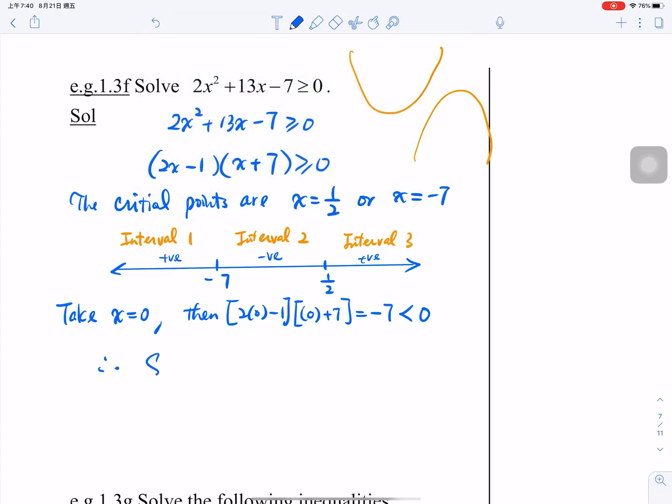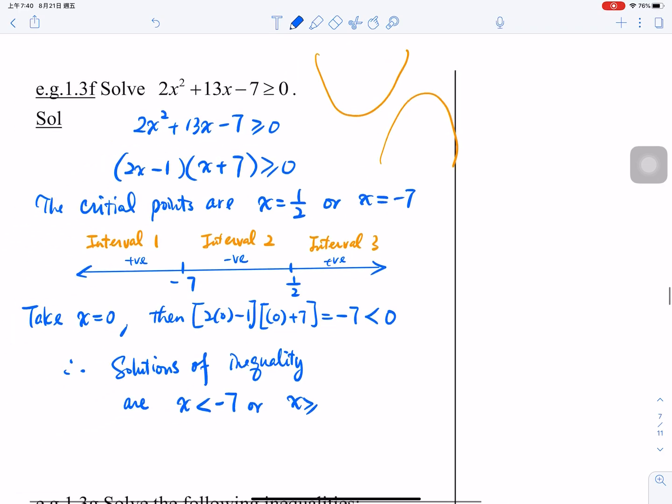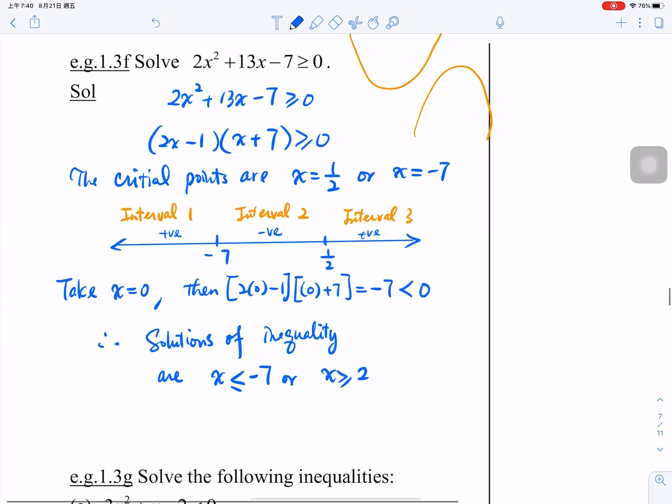Therefore, the solutions of the inequality are x smaller than or equal to negative 7, or x greater than or equal to 1 over 2. Okay?